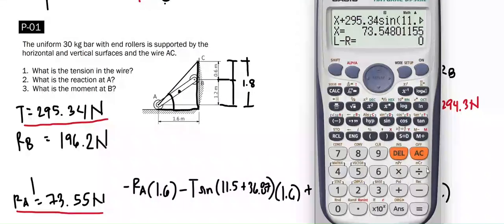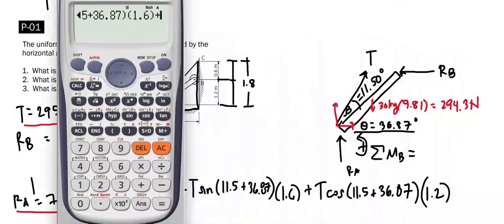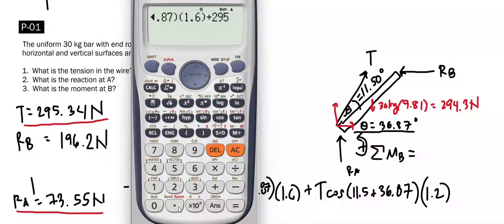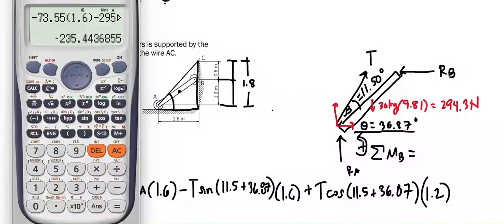Now we can solve for the moment at B. So we have negative RA of 73.55 times 1.6 minus T of 295.34 sine of 11.5 plus 36.87 times 1.6 plus T of 295.34 cosine of 11.5 plus 36.87 times 1.2, and we get our moment at B, that is equal to negative 235.44.